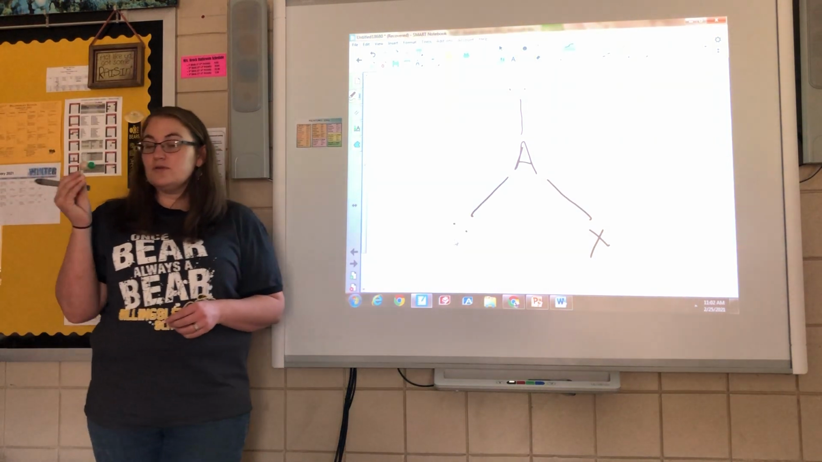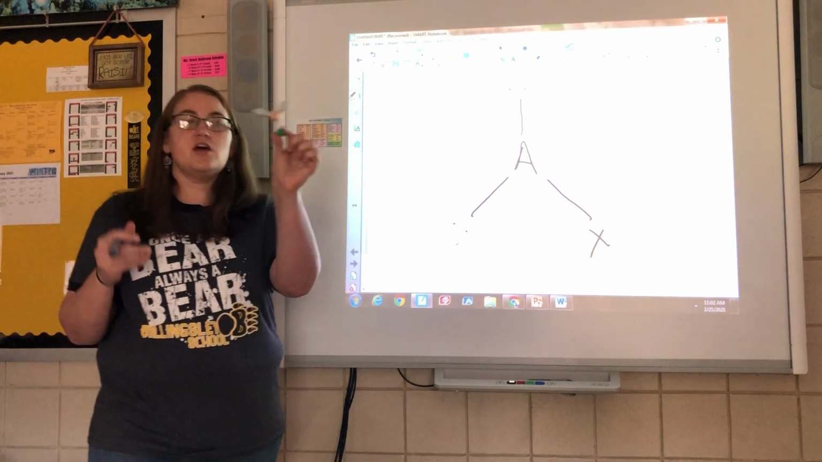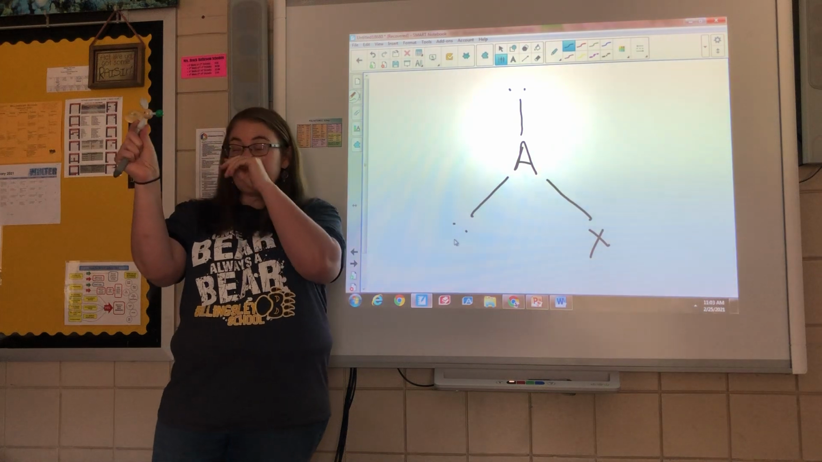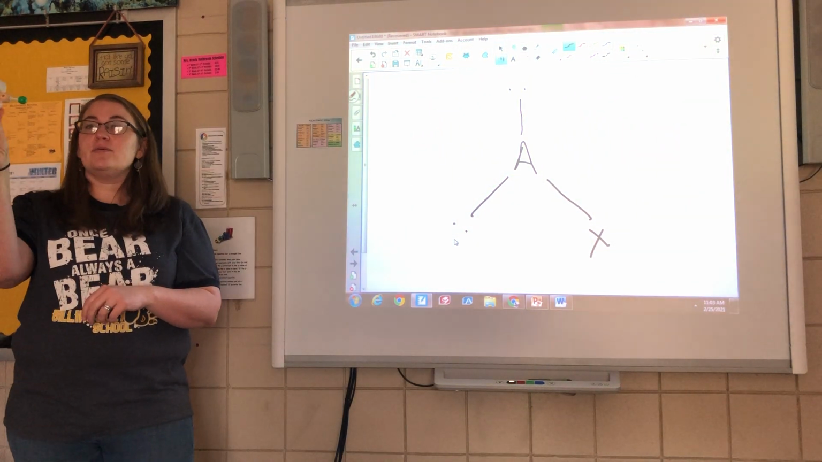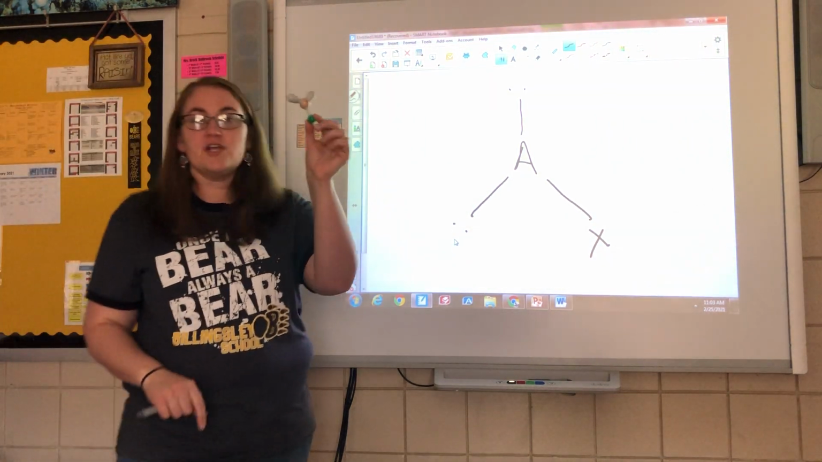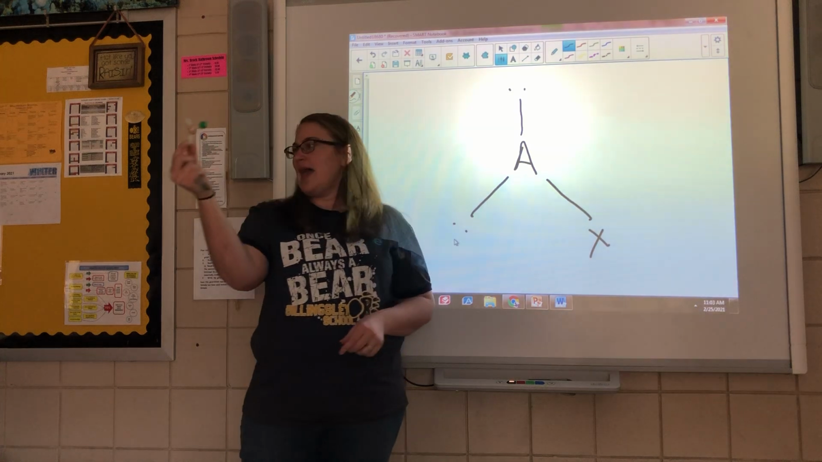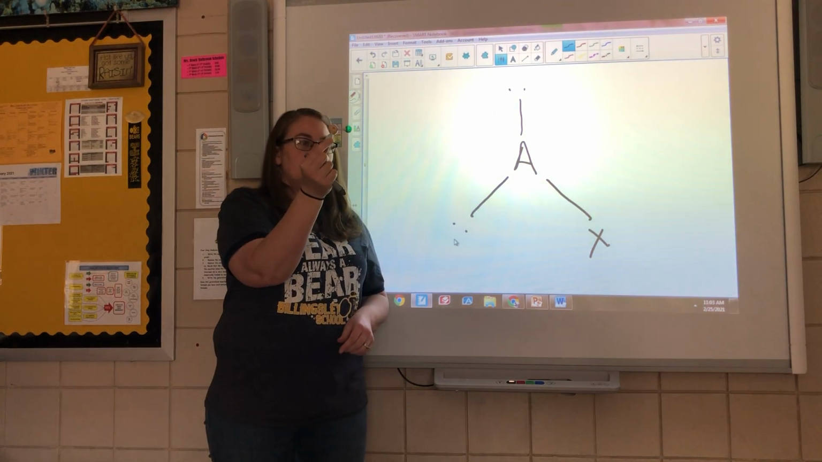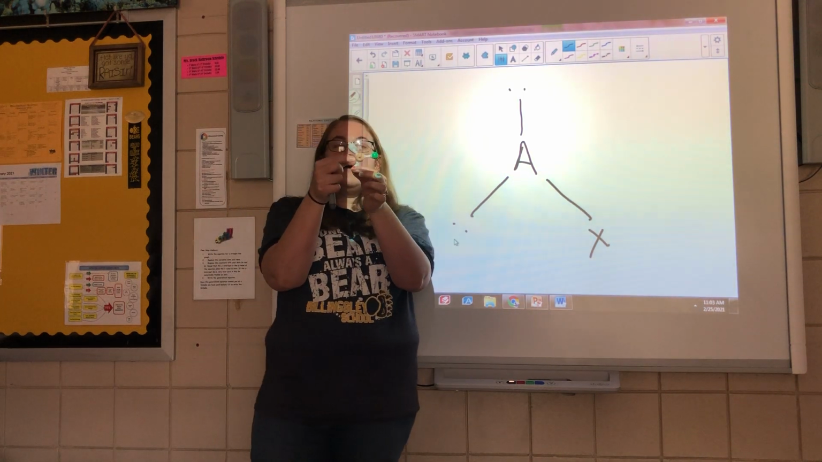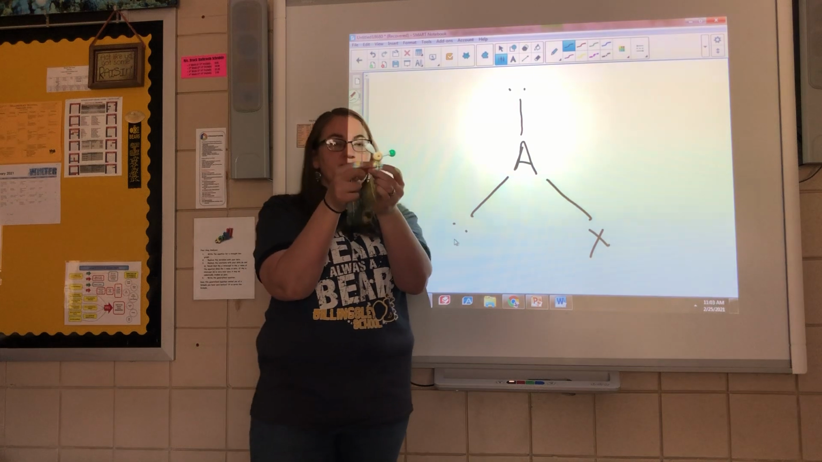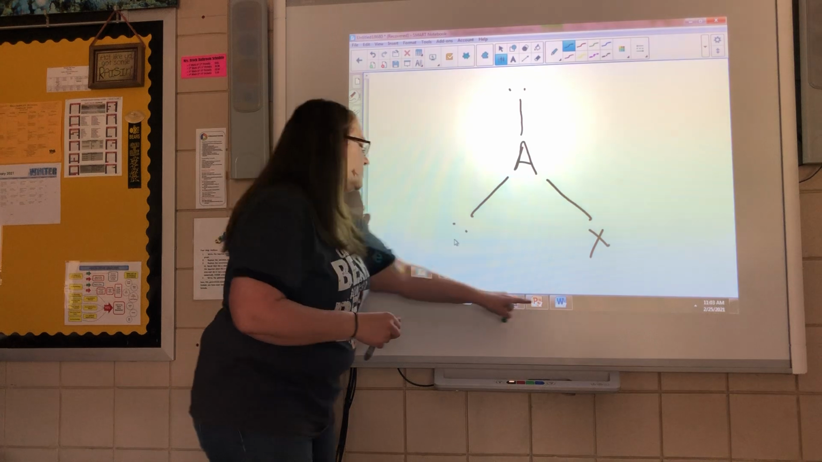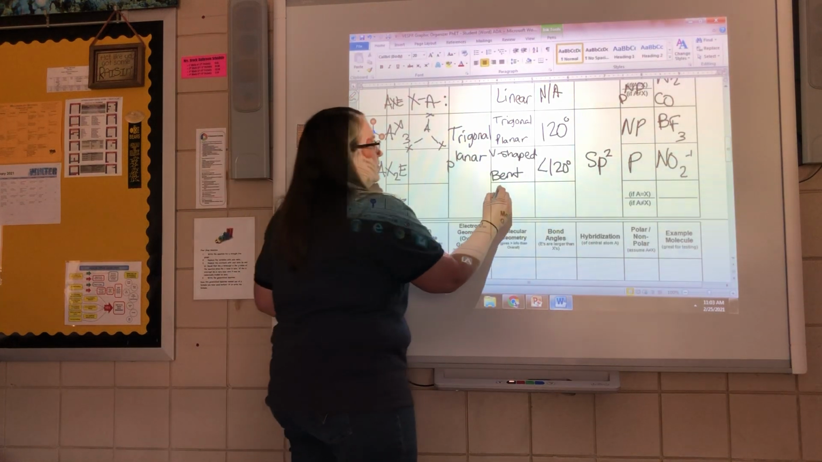Now, when we're looking at the electron geometry, the shape involving all the electrons, that's still trigonal planar. You still see that triangle shape. But our molecular geometry, when we're just looking at the atoms, how many atoms do we have in this molecule? We have 2 actual atoms here, the A and E. What is that molecular shape of just the atoms? Linear, because it's a line. So we're going to go back to this, and we're going to put linear here.